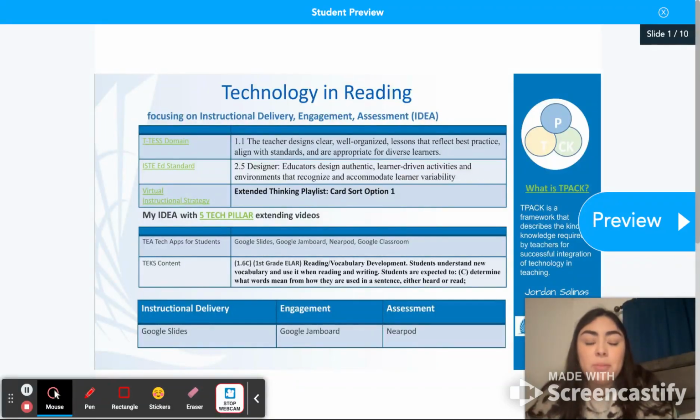Hello. I'm going to be doing a quick preview of my final project lesson. The title of the project is Technology and Reading, and my T-TESS domain was 1.1. The teacher designs clear, well-organized lessons that reflect best practice, align with standards, and are appropriate for diverse learners.